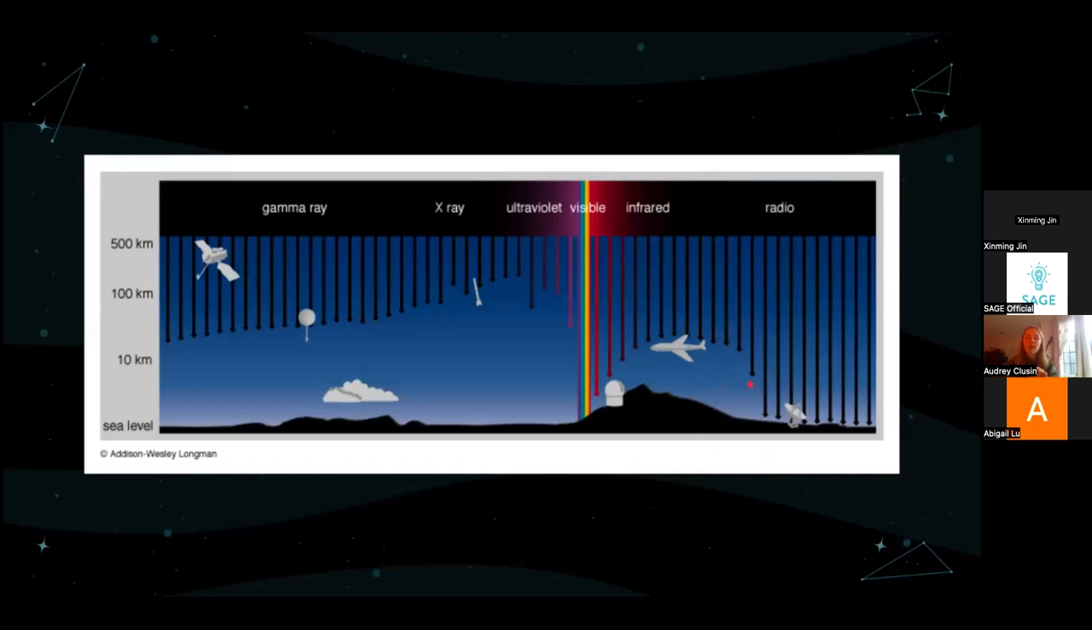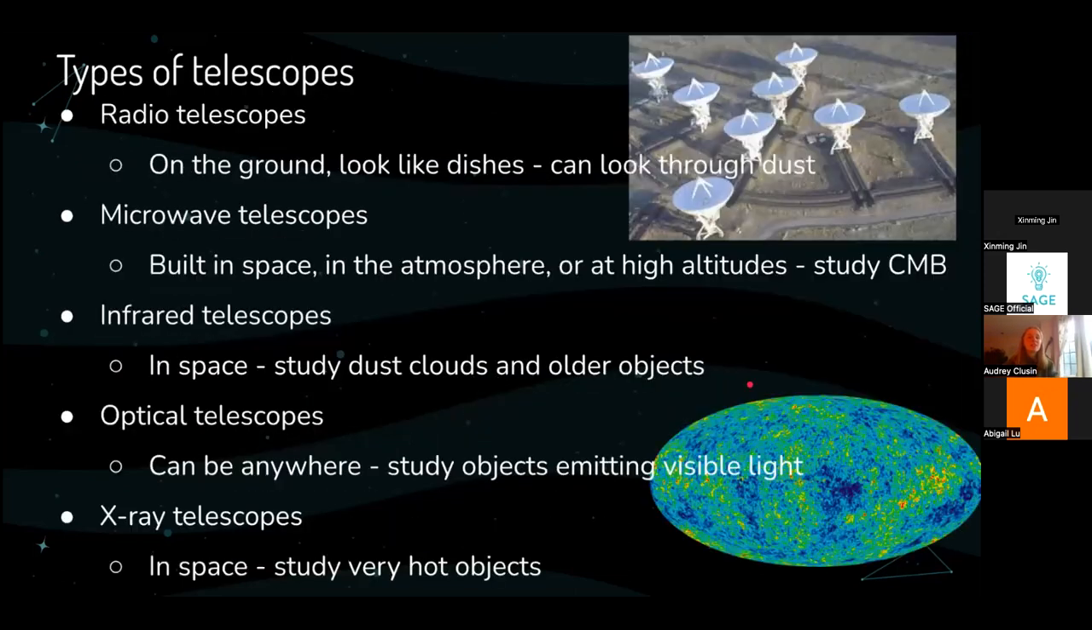Maybe some over here can, but not really. So microwave telescopes generally tend to be built in space, in the atmosphere, and at really high altitudes. And they study the cosmic microwave background radiation, which is this little thing over here. This tells us a lot about the origins of the universe. I'm going to do a class about cosmology, and I'll talk a lot about that.